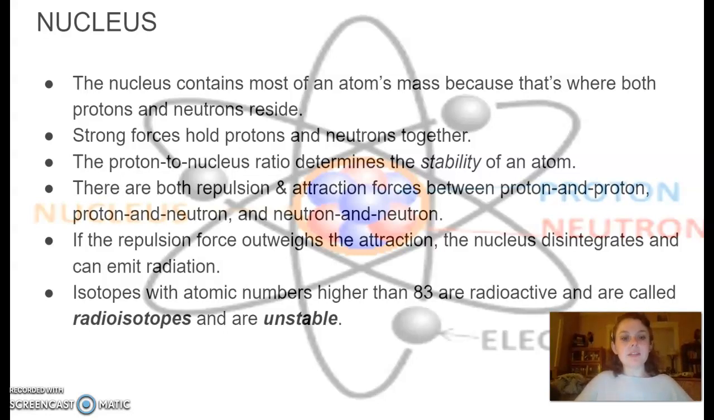Nucleus. The nucleus contains most of an atom's mass because that's where both protons and neutrons reside. Strong forces hold protons and neutrons together. The proton-to-neutron ratio determines the stability of an atom. There are both repulsion and attraction forces between proton and proton, proton and neutron, and neutron and neutron. If the repulsion force outweighs the attraction, the nucleus disintegrates and can emit radiation. Isotopes with atomic numbers higher than 83 are radioactive, called radioisotopes, and are unstable.